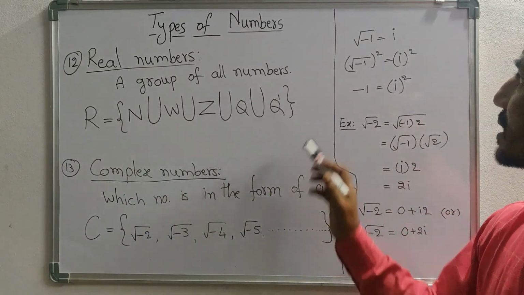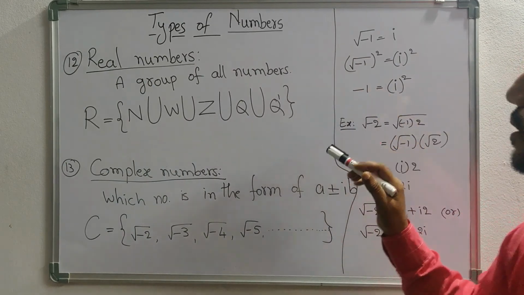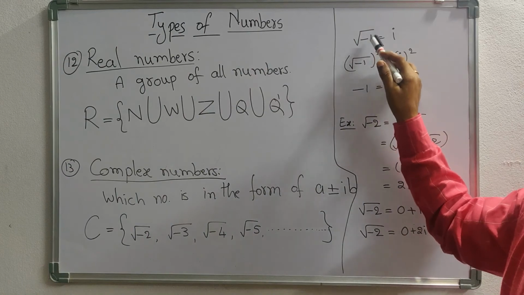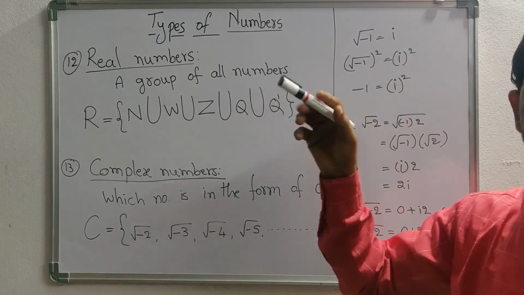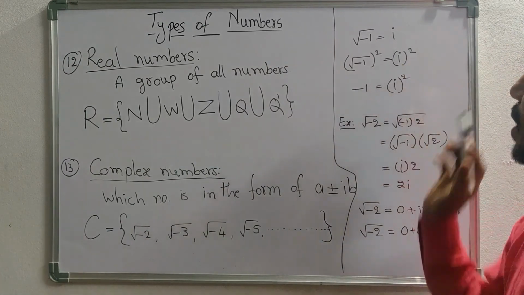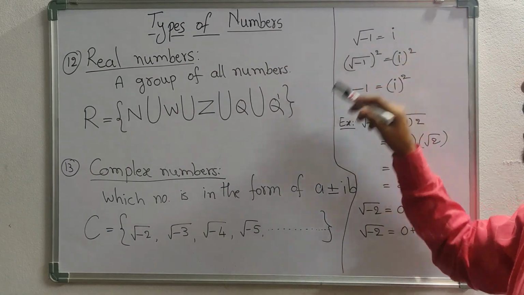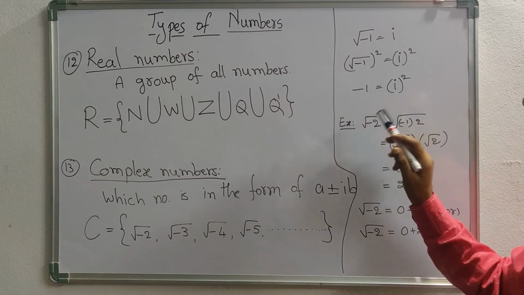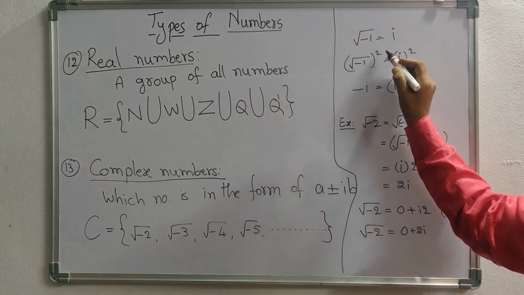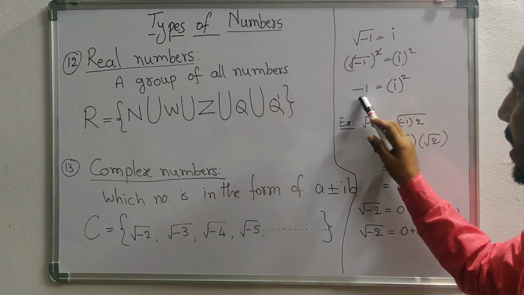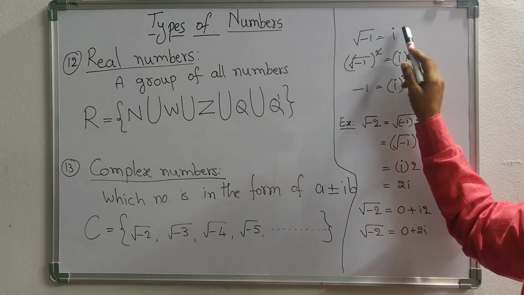Next, one important point about complex numbers: root minus 1 is equal to i. It is denoted by root minus 1 equals i. But root 1 is equal to 1, we already know that. So squaring on both sides, root minus 1 whole squared is equal to i squared. Square and root cancel, remaining minus 1 equals i squared. So i squared is equal to minus 1, or root minus 1 is equal to i.